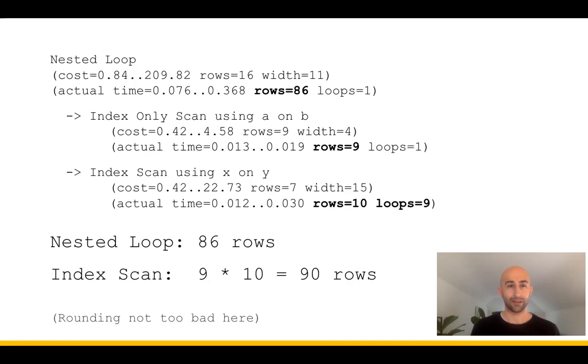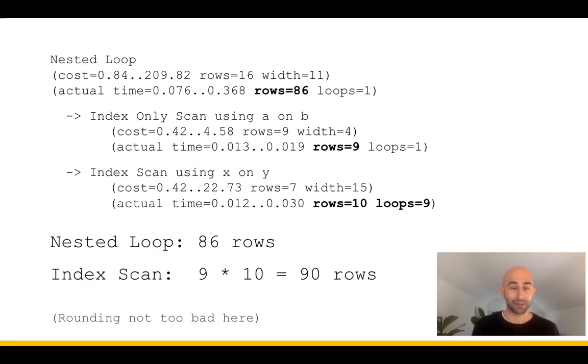So yeah, index only scan returning 9 rows, and then for each of those we're looking up in an index using this index scan. So we're looping over that 9 times. Now, to get the number of rows that index scan is returning, you could, in theory, multiply 9 by 10 to get to 90 rows. We can, in fact, see from the nested loop operation above that the more accurate answer is 86 rows.